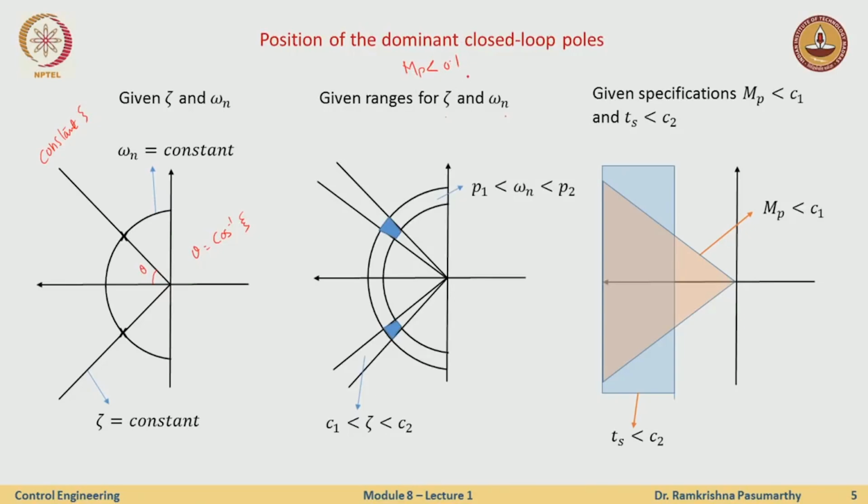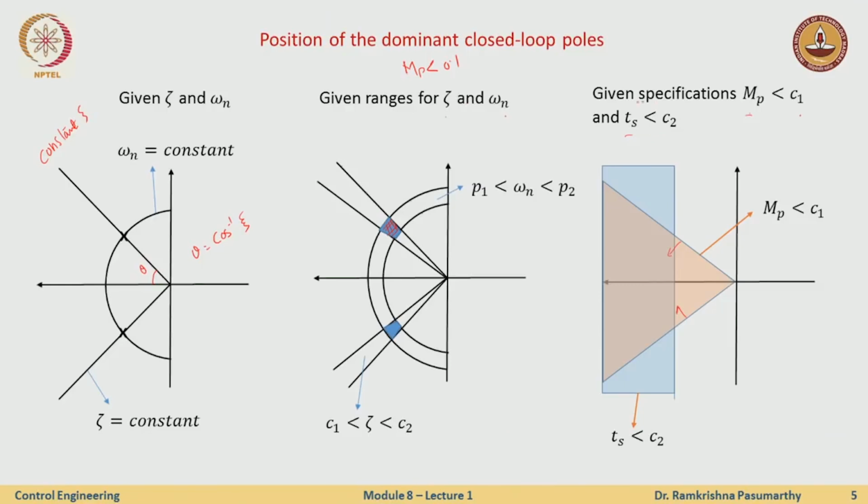It is not strictly that it should be 0.1. Similarly for omega n in terms of the settling time. So if I give some ranges, that zeta should be between this number and this number, or omega n should be between these numbers, I will have a range here, right? I can choose any pole within this blue region. If I look at specifications in terms of Mp and Ts, this translates to zeta being within a certain bound. So these are the zeta lines. Any zeta within this will give me Mp less than C1, and you can go anywhere all the way to infinity on the left hand side.